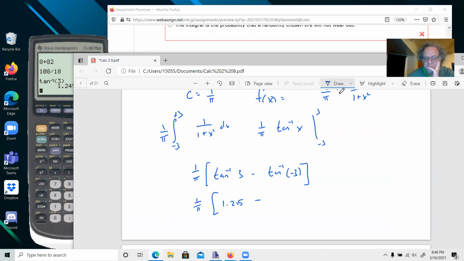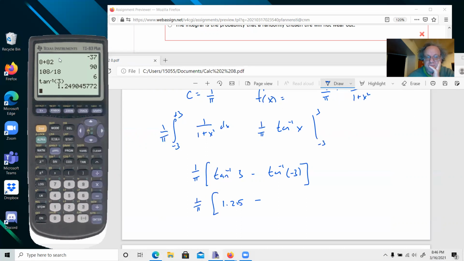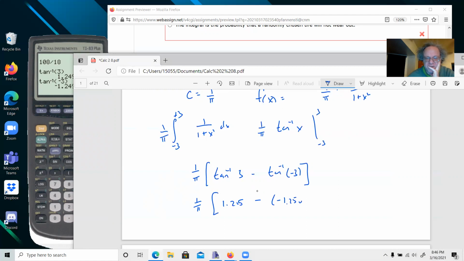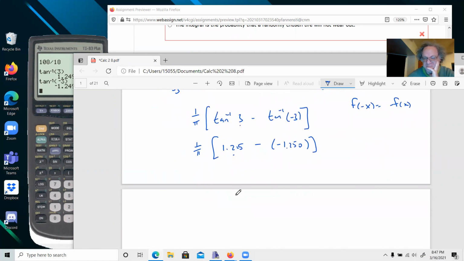Okay, minus, and then we have to do inverse tangent of negative 3. So here's second function, tangent of negative 3. Oh no, look at that, negative 1.250. Inverse tangent is an odd function. So if I know that f of 3 is 1.25, I know that f of negative 3 is going to be negative 1.25. Okay, so that was that. I'd say I tricked you, but I know I didn't.